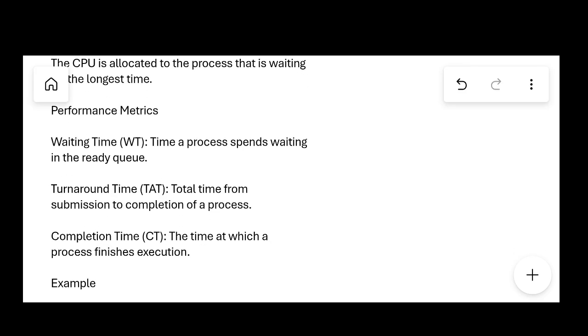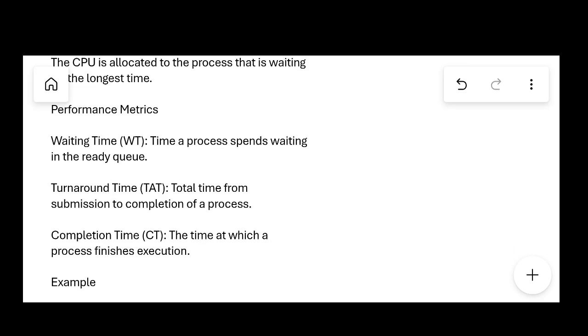And performance metrics. Waiting time, WT: the time a process spends waiting in the ready queue. Turnaround time: the total time from submission to completion of a process. Completion time: the time at which a process finishes execution.